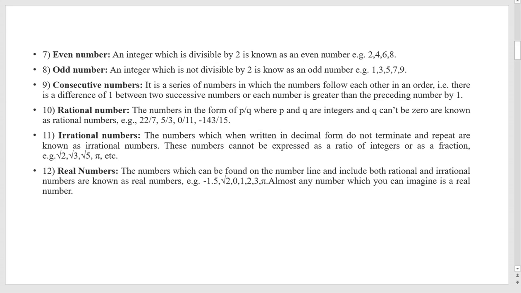And finally, the last one is real numbers. The numbers which can be found on the number line, including both rational and irrational numbers, are known as real numbers. We can say that irrational and rational numbers combined are known as real numbers, like minus 1.1, root 2, 0.12, pi. These are real numbers.